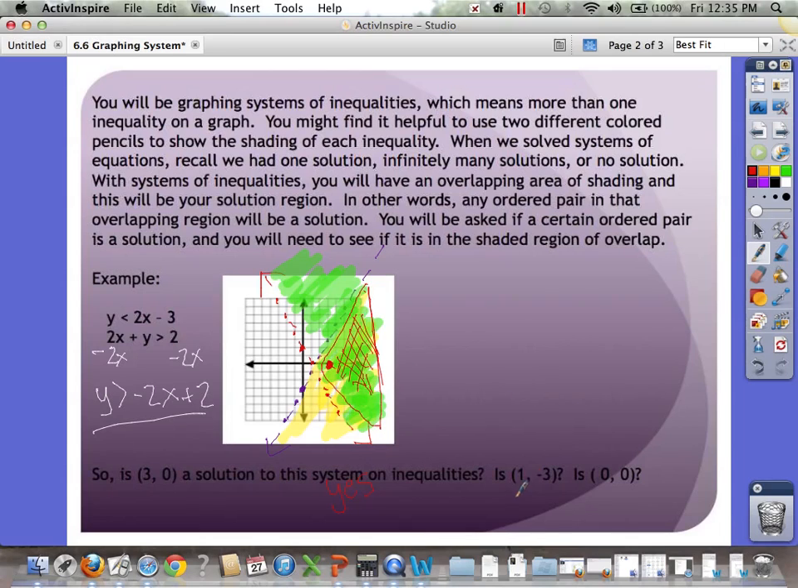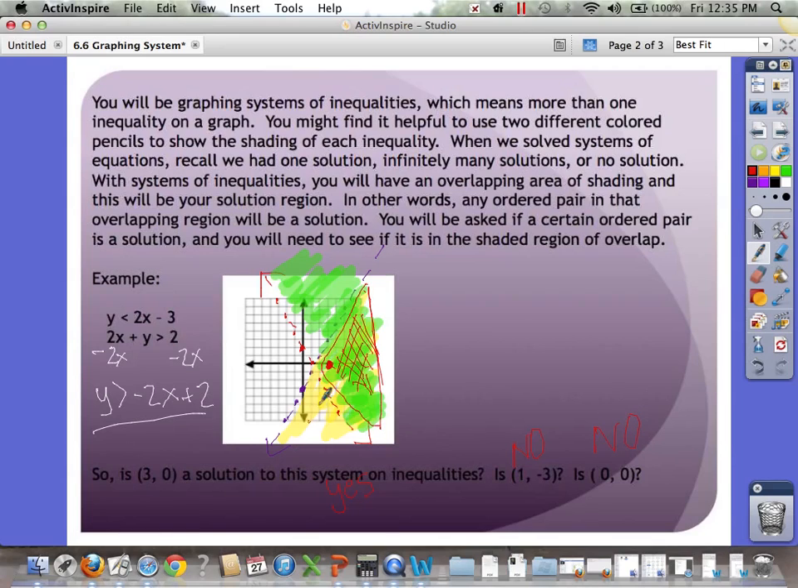All right, so let's look at (1, -3). So that's 1, and then go down 3. Is that a solution to this system? Well, it would be if it was just one of the inequalities, but this one is not in the overlapping region, so this one would be a no. It has to be in this overlapping area. How about (0, 0)? That's not even part of either one of them, so that's also a no.